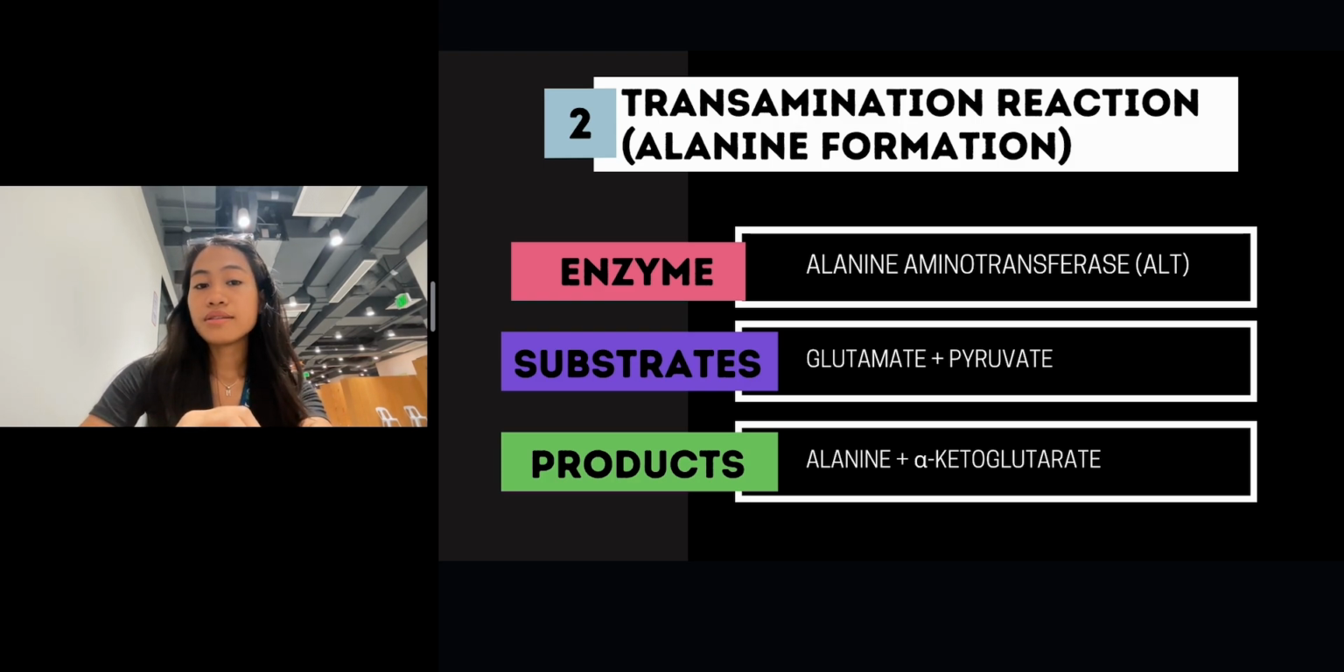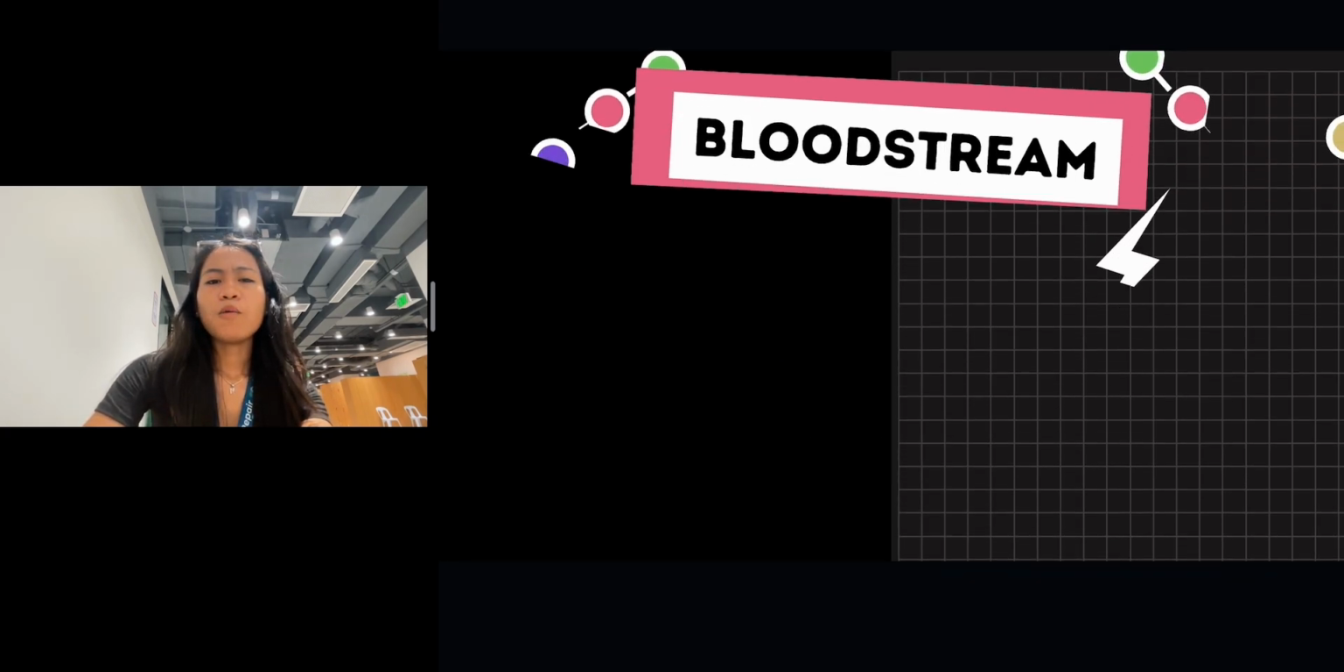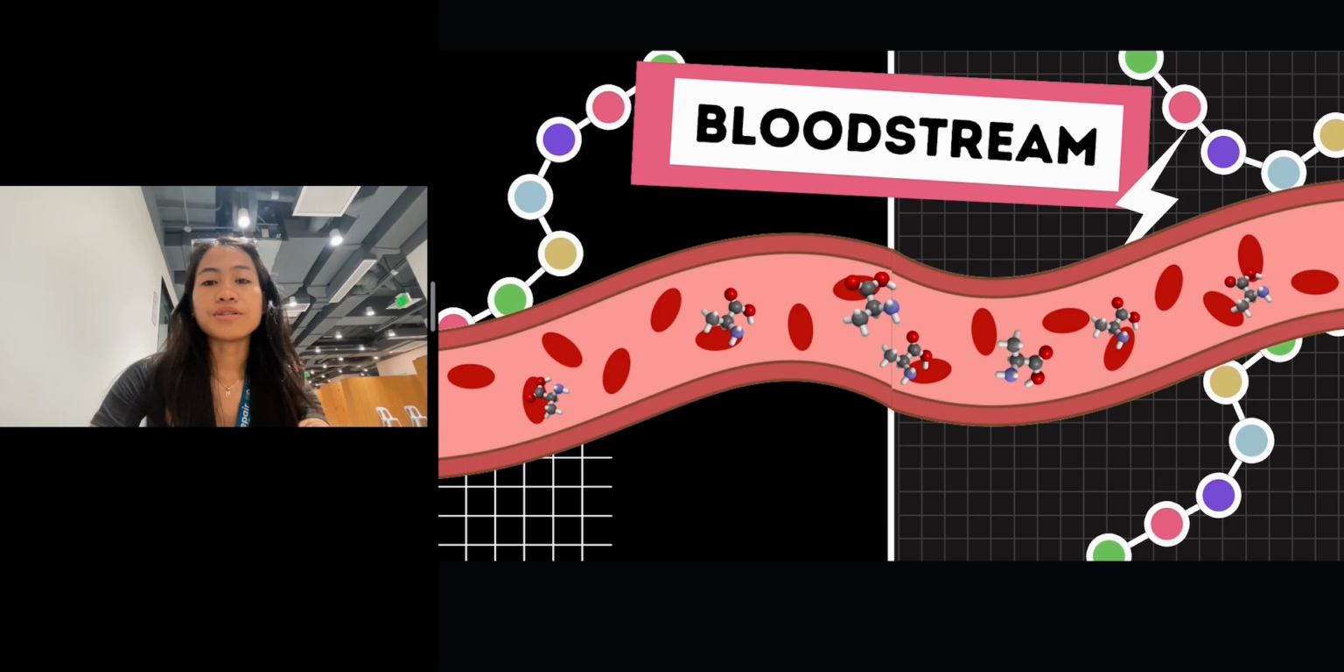The substrates are the glutamate and pyruvate, which are from the glycolysis, and the products are the alanine and the alpha ketoglutarate. So in the bloodstream, while there are no enzymatic reactions occurring, it serves as a vital transport route between the muscle and the liver, essentially acting as the bridge of the cycle.